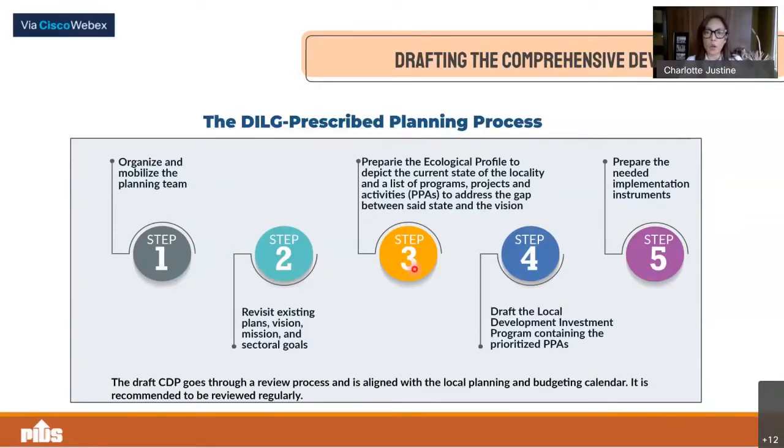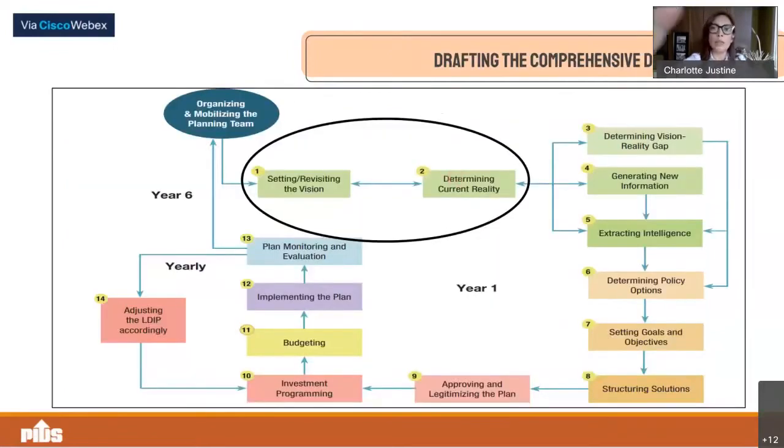And still I'm trying to give you a context because it is in ecological profiling that the CBMS is used. So in the next slide, let me zoom this a bit. I know this is very vast, very complicated, but our study just focuses on this particular area. Okay, so apparently I can't zoom, but in any case, if you look at this encircled area here, this is where our study focuses on. The second step to the CDP planning, which is setting or revisiting the vision of a local government. And the third step in CDP planning, which is determining the current reality.